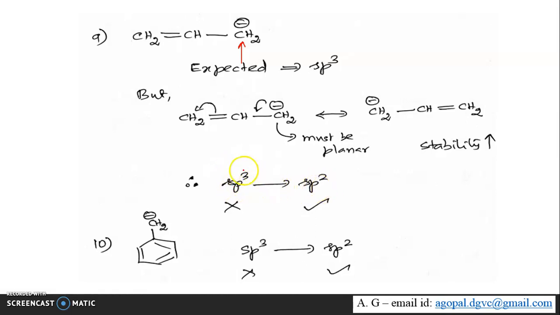We expect sp3, but the hybridization becomes sp2 due to stability. To attain extra stability, the hybridization changes. So for this carbanion, the hybridization is not sp3, it is actually sp2. Are you clear? Then see this example. This is another example of this type. Again, what is the hybridization of this carbon? It is not sp3 because this carbanion also exhibits resonance. Are you able to understand? So the hybridization changes from sp3 to sp2. So the correct hybridization is sp2.